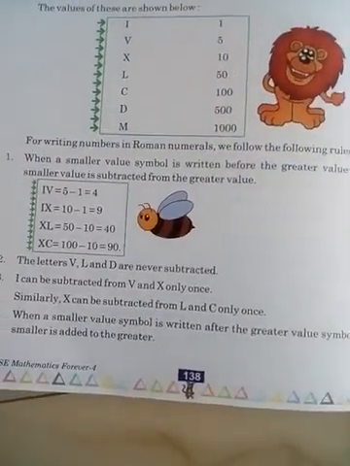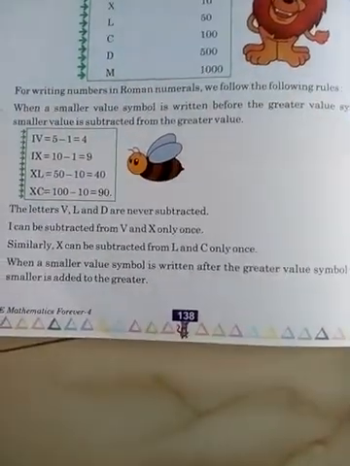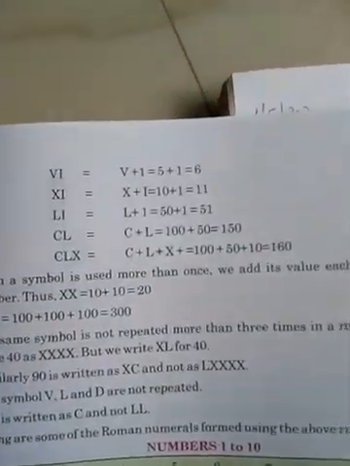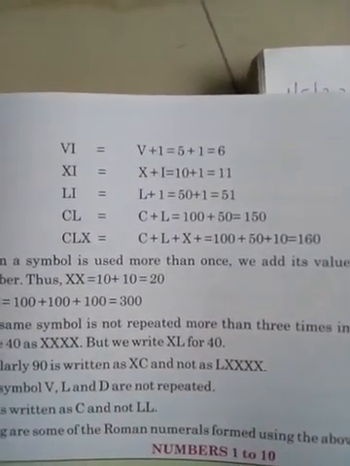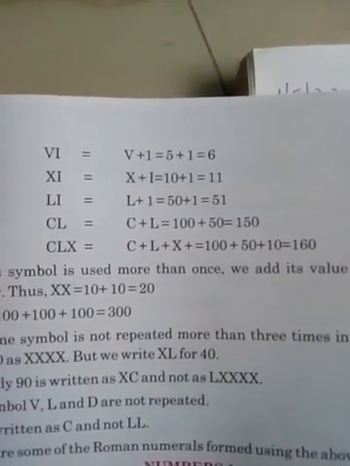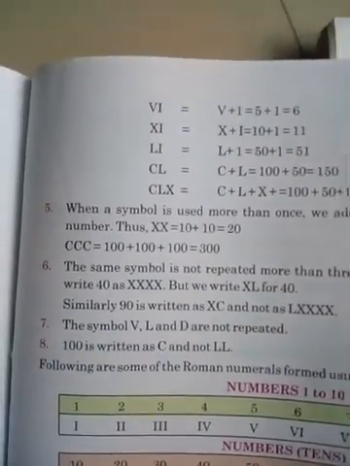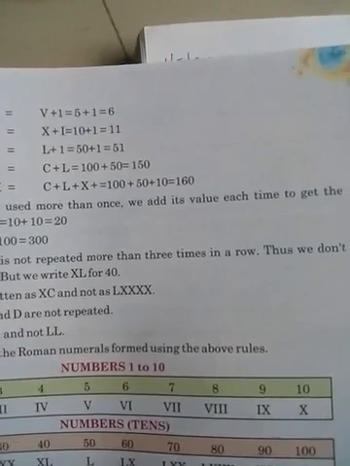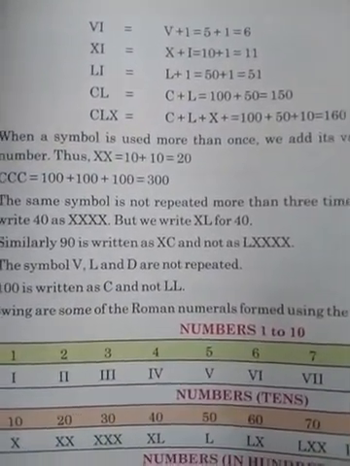Okay class, when a smaller value symbol is written after the greater value symbol, then the smaller is added to the greater. When it is written on the right hand side, you can repeat it 3 times, which is the rule. VI means 6, XI means 11, LI means 51, CL means 150, CLX means 160. When a symbol is used more than once, we add its value each time to get the number. Like CCC, XX, they have given you examples.